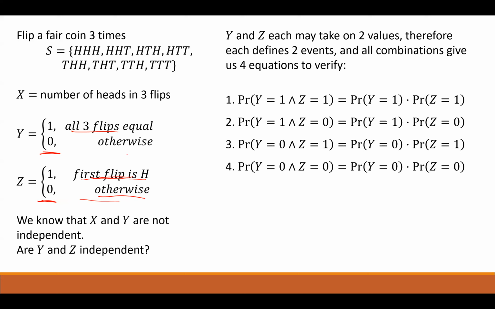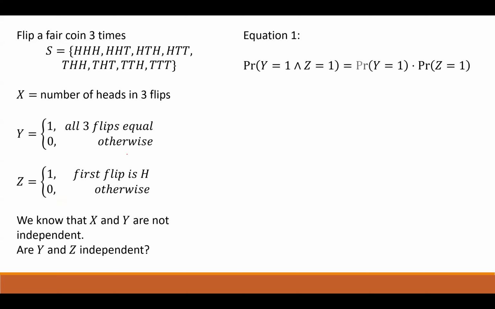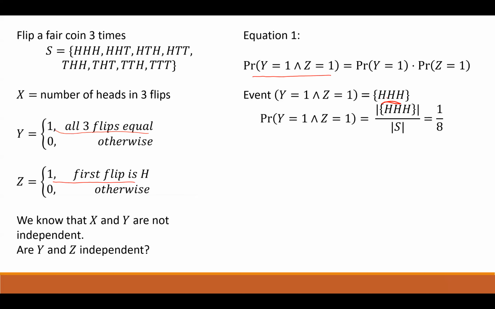Right, less clear here, but we can start verifying our equations. So the probability that Y is equal to 1 and Z is equal to 1 is, well, Z is the first flip is heads, and Y is equal to 1 is all 3 flips are equal. So that consists of a single outcome, right? So then the probability of this is the size of that over the size of that sample space, which is 1/8.